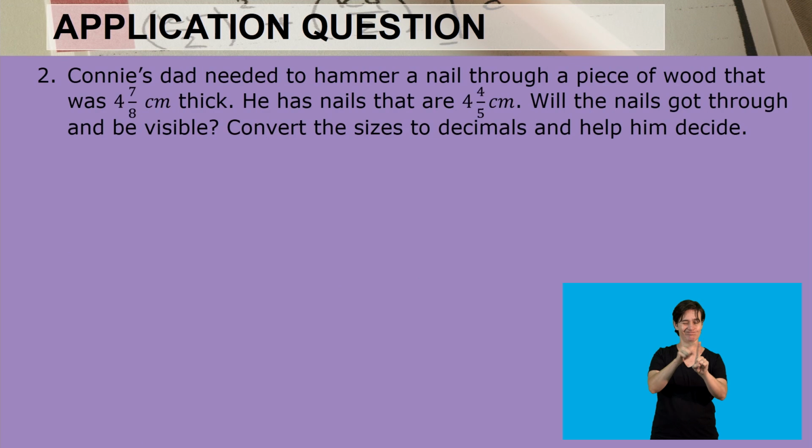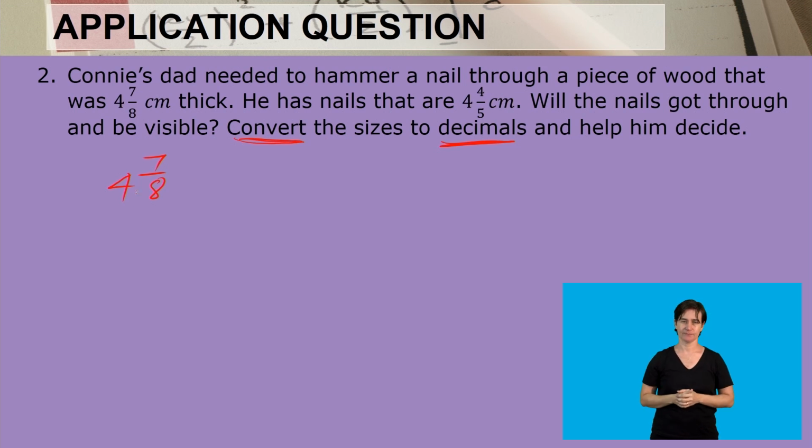Connie's dad needed a hammer to hammer a nail through a piece of wood that was 4 7/8 centimeters thick. He has nails that are 4 4/5 centimeters. Will the nails go through and be visible? Convert the sizes to decimals to help him decide. That's where we start. So let's take the first, 4 7/8.